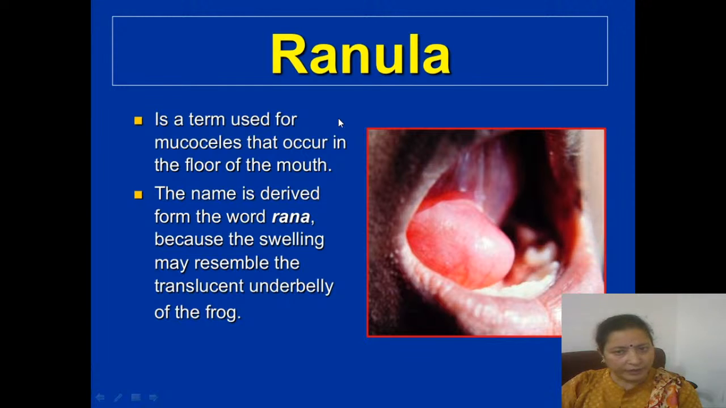Then a condition called ranula. It's a term used for mucocele that occurs in the floor of the mouth. The term is derived from rana. We know that this is a specific term used related to this condition, and it's because of the look of this frog. If you open the picture of this frog and now identify, you may not have seen it earlier, you will find how it hangs in the lower part, and the swelling may resemble, and it's a translucent underbelly of the frog.